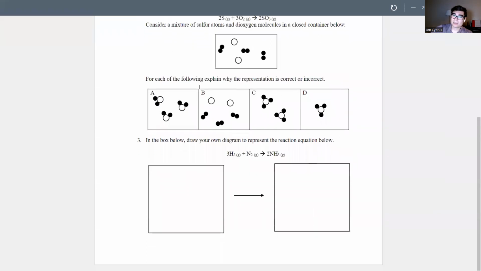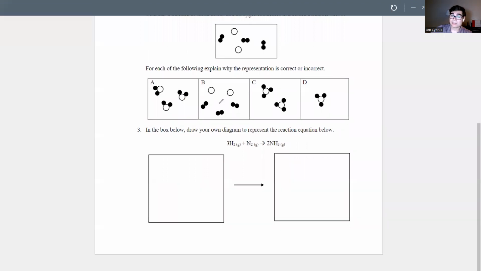Next, it says draw your own diagram to represent the reaction equation below. I'll do H2 in black like that. So we have 3 of them, 3 individual ones. I'll do N2 in blue, nice green. My pen changed color. And then we get 2 NH3s. So I'm going to draw these 2 nitrogens first. And it's connected to 3 hydrogens like that. And that's it.